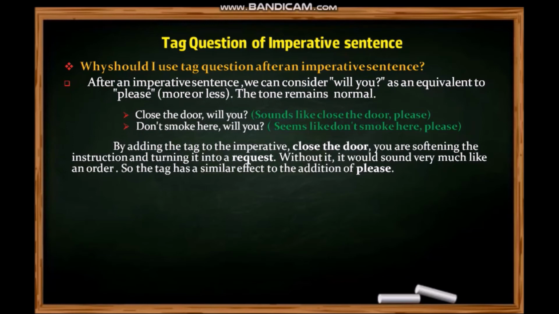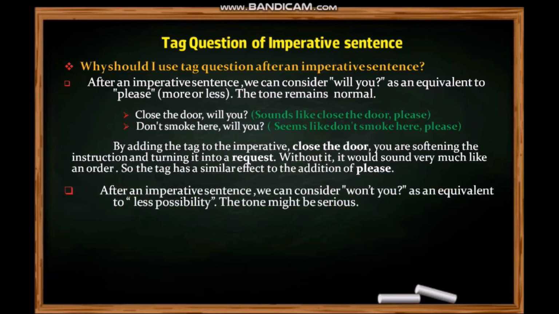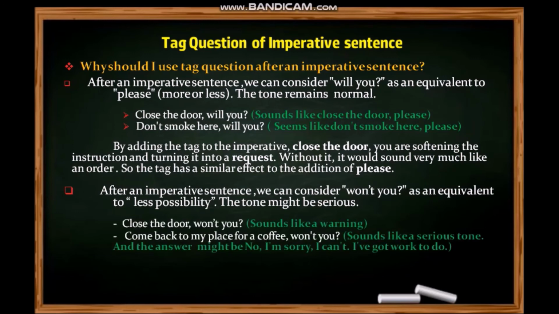The second thing is, after an imperative sentence, we can consider won't you as equivalent to less possibility. The tone of the speaker might be serious here. For example, close the door, won't you? In fact, it sounds like a warning. Close the door, won't you? Then, come back to my place for a coffee, won't you? Now it sounds like a serious tone, and the answer might be no.